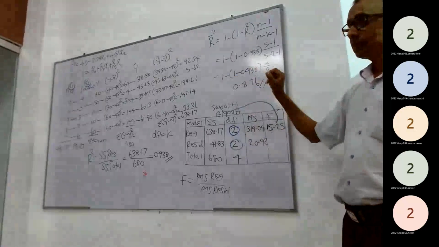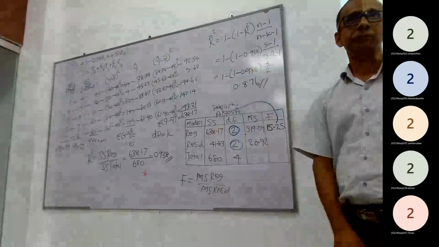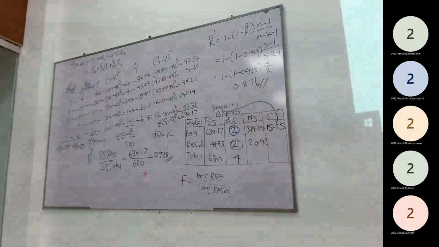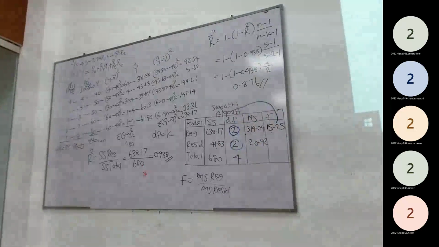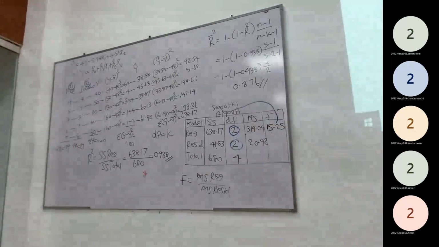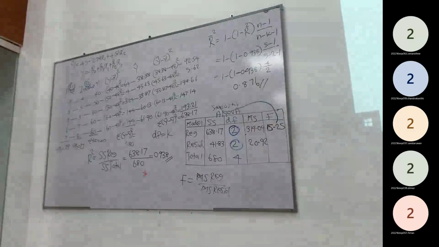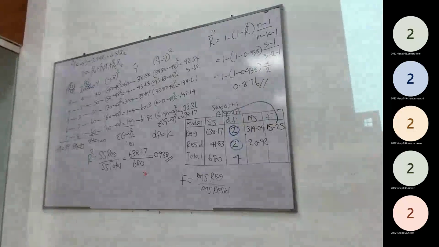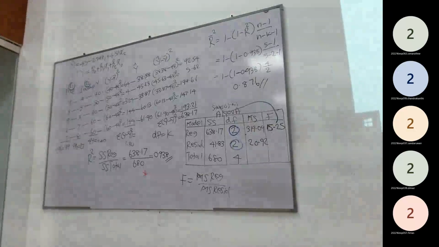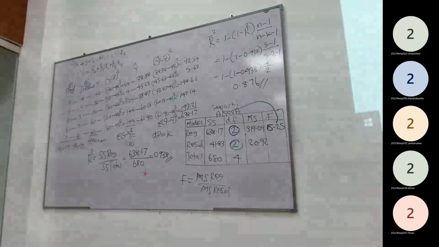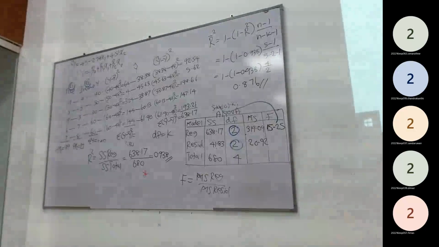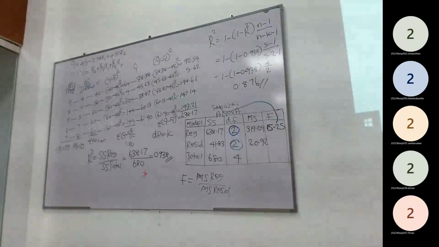Now we write down according to R bar square, 87.6% of demand has been explained by the regression model.